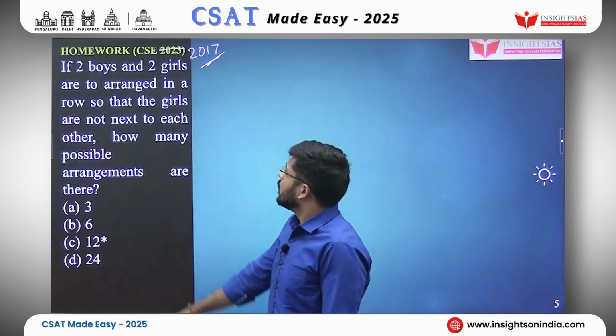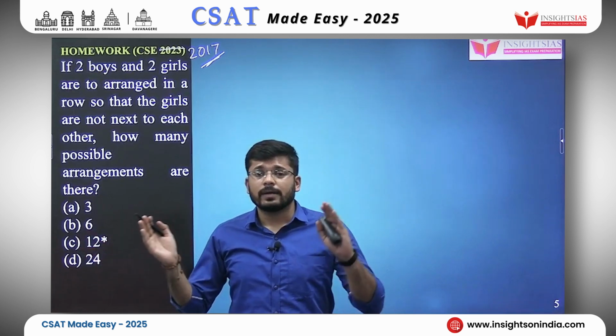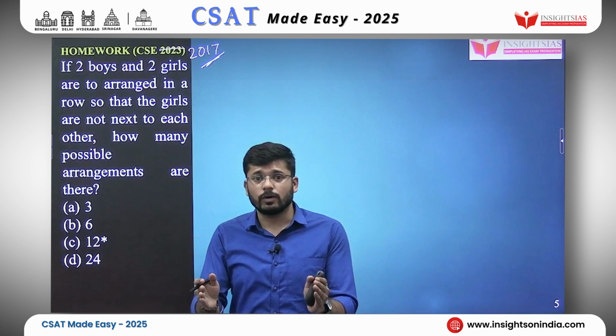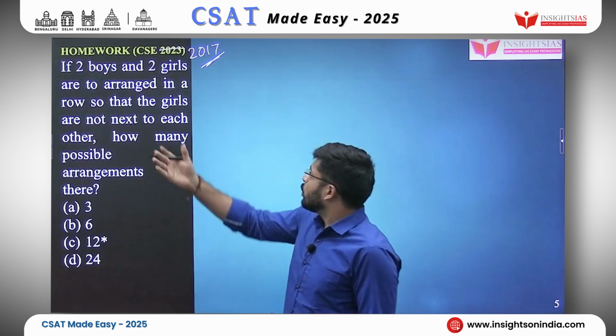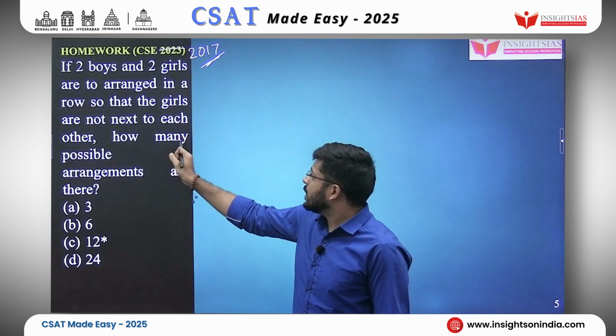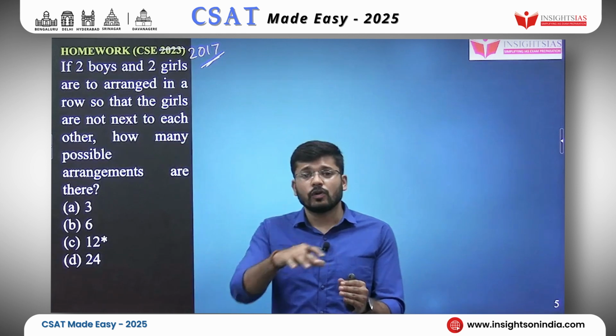Okay. Here we talked about 6 students where 3 were girls and 3 were boys. Here there are 4 people, 2 boys and 2 girls. They are asking us to calculate the arrangements in which the 2 girls are not together. So how will you solve this? First solve for the 4 people.